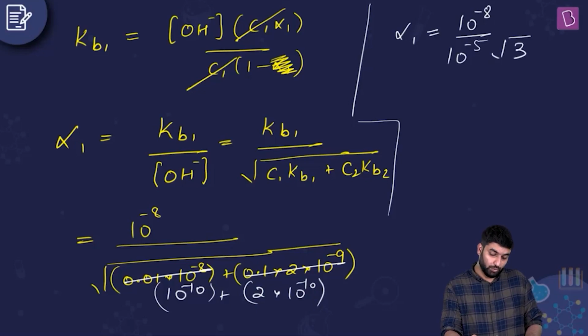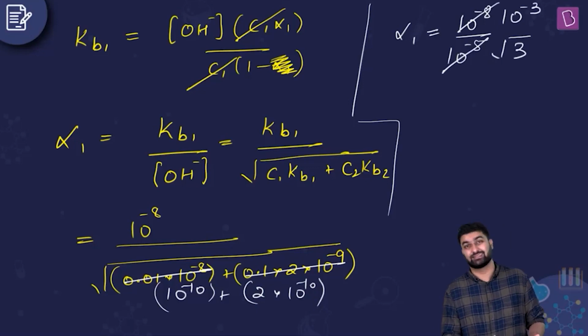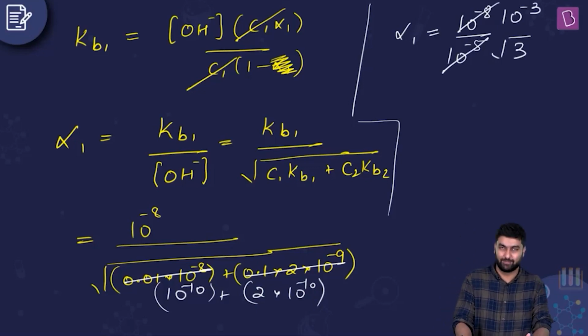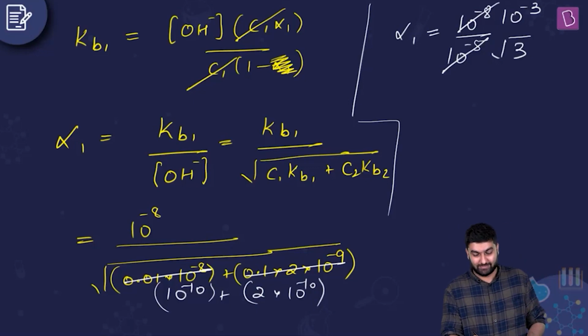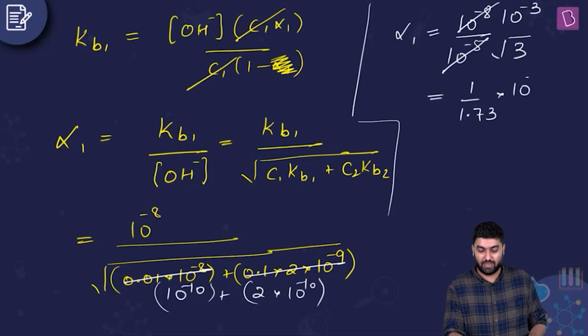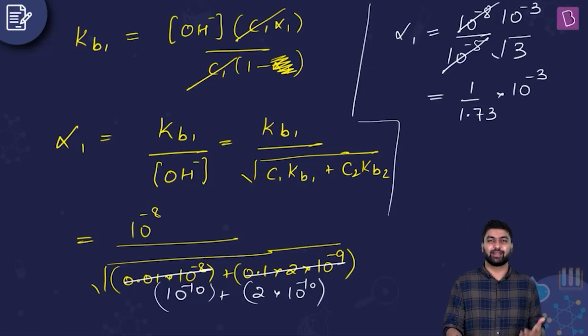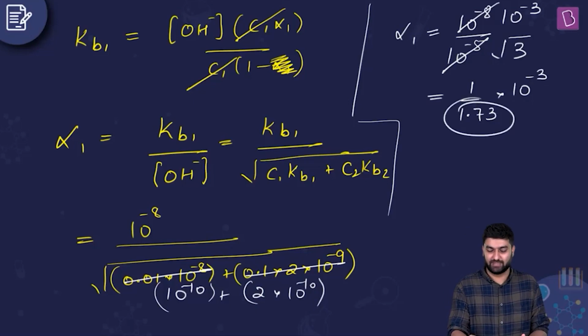And we have an under root 3 in the denominator, right? If I cancel this and this out, this becomes 10 to the power minus 3, and this is what I get. Now I know it's a very weird value, 1 divided by 1.732 into 10 to the power minus 3. I agree, right? So 1 by 1.73 is going to be relatively quite difficult to solve. But we can still approximate and see whether that's going to help us or not, right?